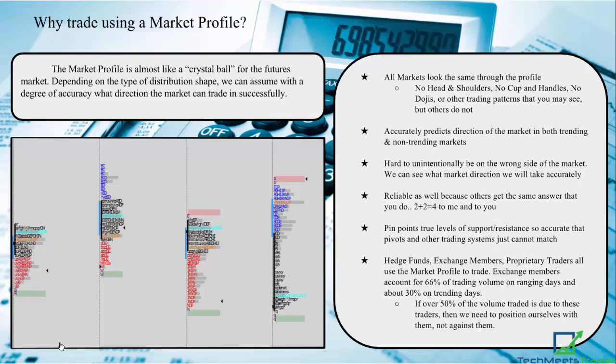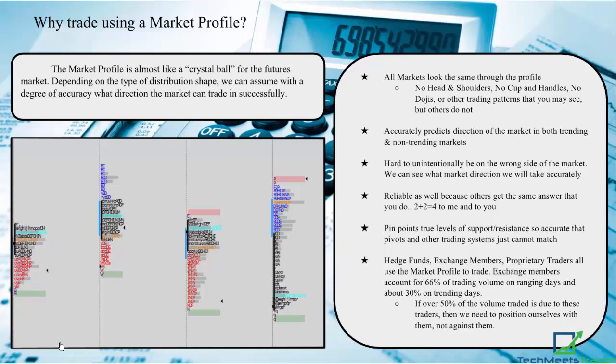This one's actually my favorite reason. We can see what market direction we will take very accurately. It's also reliable as well because others get the same answer that you do, right? 2 + 2 = 4 to me, as it does to you. It also pinpoints true levels of support and resistance so accurate that pivots and other trading systems just cannot match.